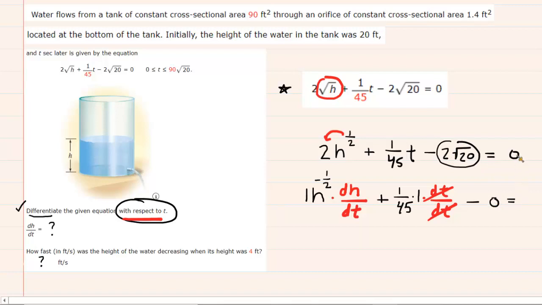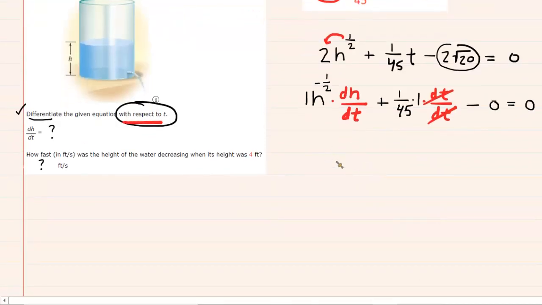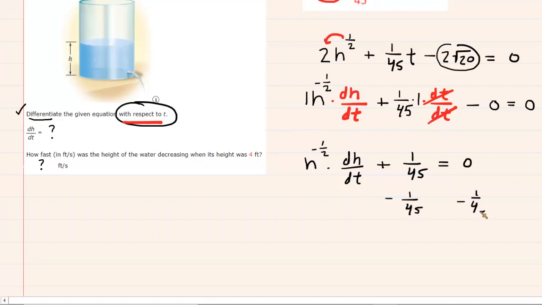The other side, we have 0. That's a constant as well, so the derivative is still 0 there. Now we may wish to clean this up just a little bit. So we have h to the power of negative 1/2 multiplied by dh/dt, and then we just have plus 1/45 equals 0. Our goal is to solve for dh/dt, recall, so we may wish to next subtract the 1/45 from both sides so that it cancels out on the left. Now we have the left side with our dh/dt there, and then this is now equal to negative 1/45.